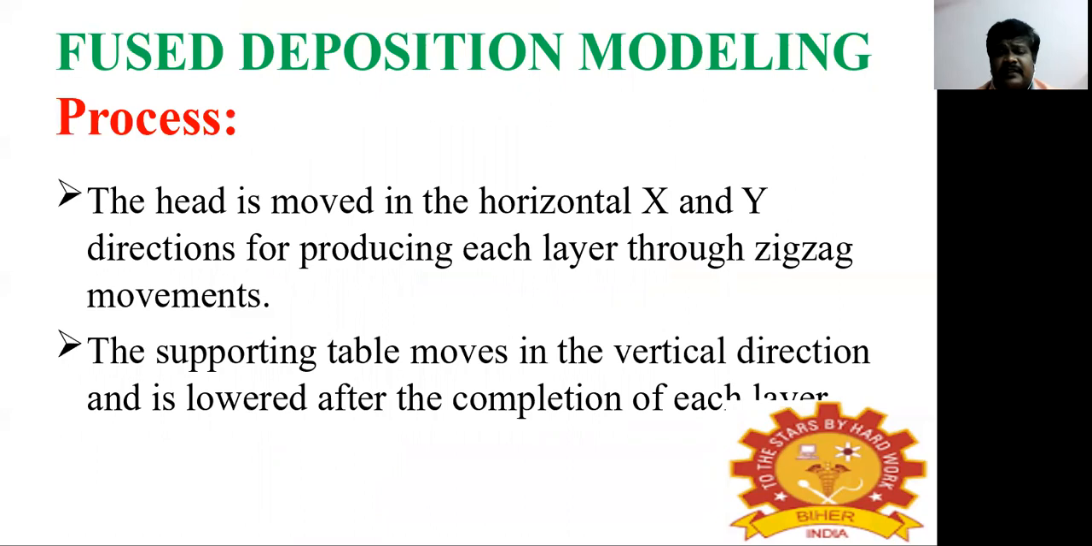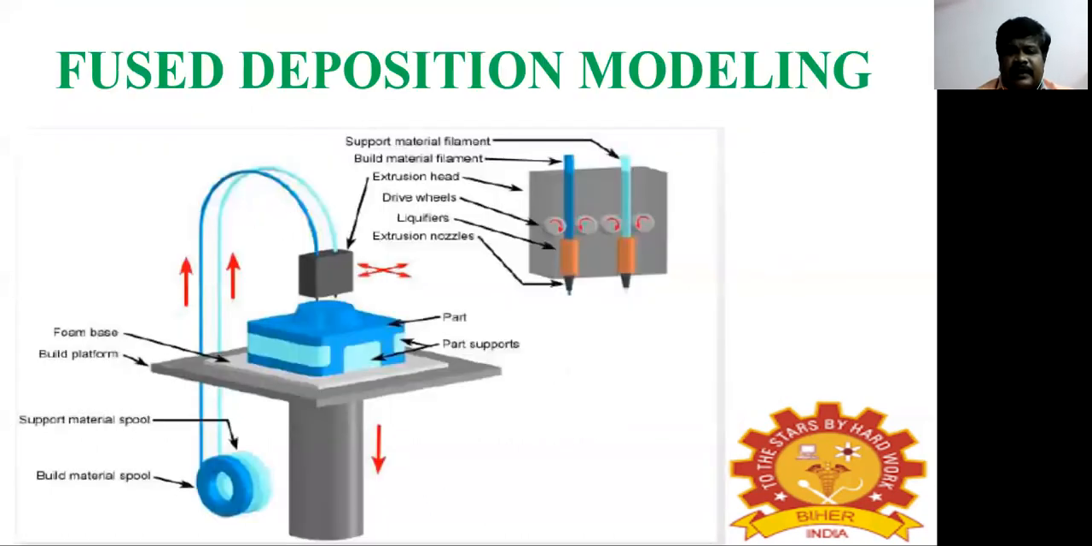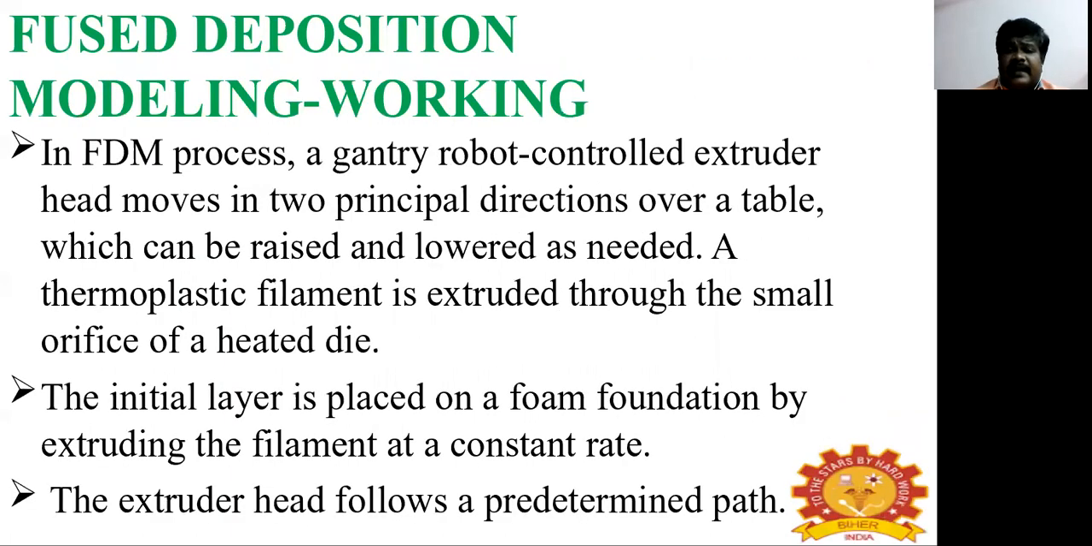In the process, the head will move in the X and Y directions to produce zigzag movements, as you can see in the figure, making each layer in zigzag mode. The supporting table will move in the vertical direction. After the completion of each layer, the table will get lowered. That is what happens in the FDM process.